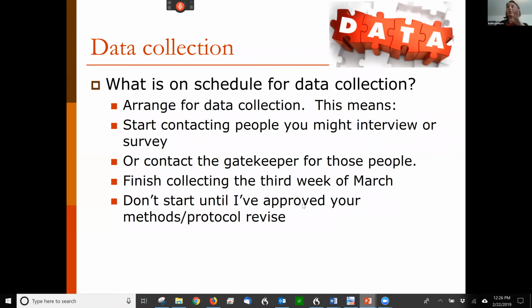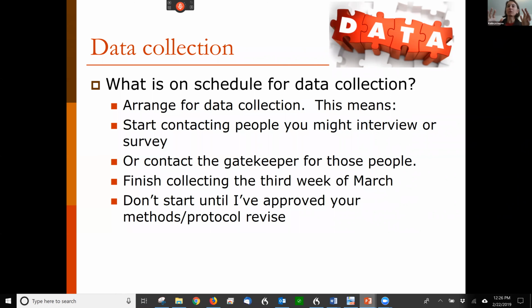Don't start until I've approved of your revised method. So I'm giving you feedback on your methods right now. You should revise your methods as soon as you get my feedback. Send it to me and I'll give you a thumbs up. That revised methods needs to have the protocol also revised, so I can take another look at it.